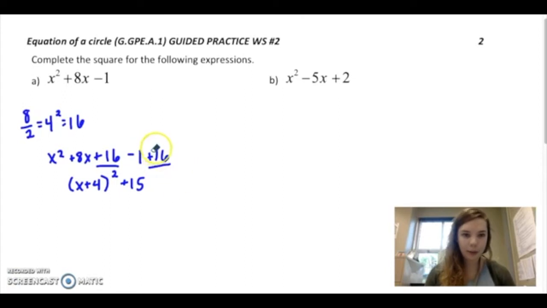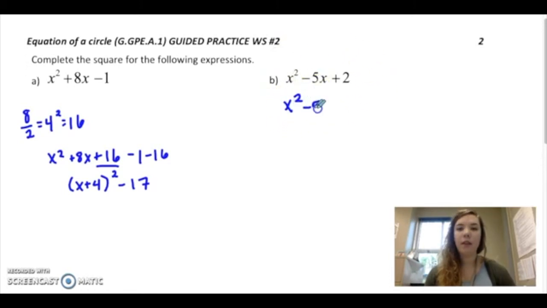All right, I made an error, so we're going to go back here. If I'm adding 16 here, I need to subtract 16 to keep it balanced, so that these would still total out to 0. So this should actually be minus 17. Sorry about that.